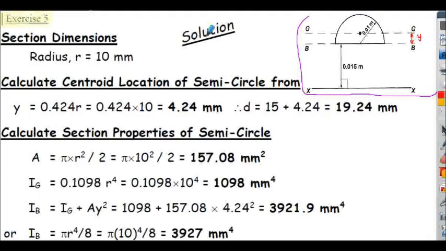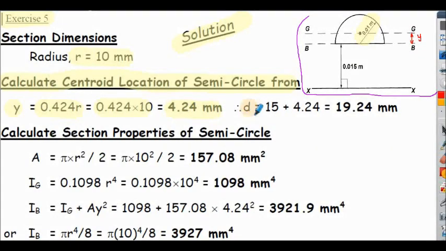So exercise 5, here's the commencement of the solution. Notice in the question the radius of the semicircle is 0.01 meters, but I'm actually using millimeters here, so that's 10 millimeters. So firstly we calculate the centroid location for the semicircle from the formula here, y is equal to 0.424 r. I'm using the decimal formula from our formula sheet. So that evaluates to 4.24 millimeters.